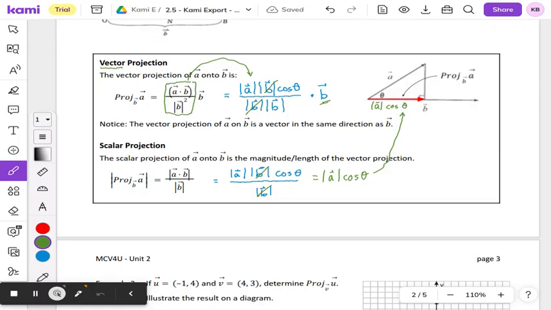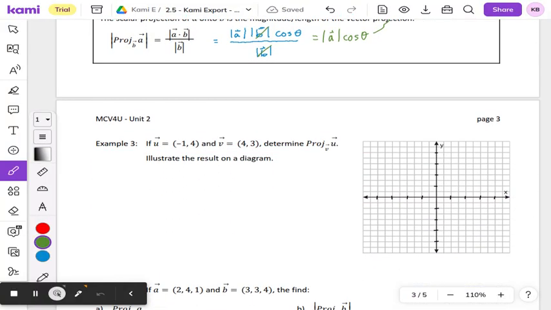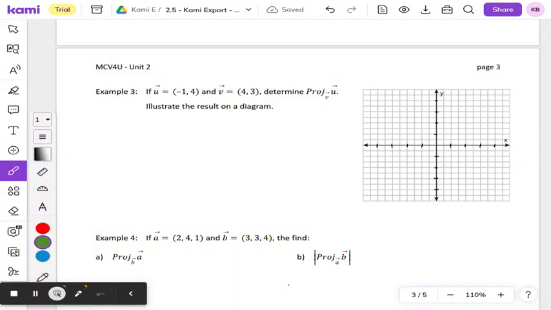Notice here I've used the geometric formula for the dot product, but you can obviously use the algebraic formula. That's when we don't know the theta between the vectors, but we have the position vectors for A and B. So keep these formulas on hand. You do not have to memorize them, but you do have to read them and know how to use them.